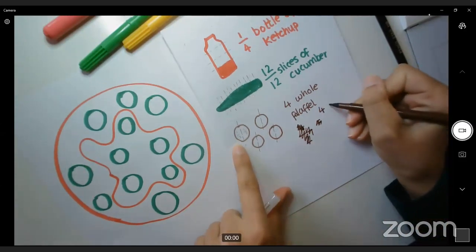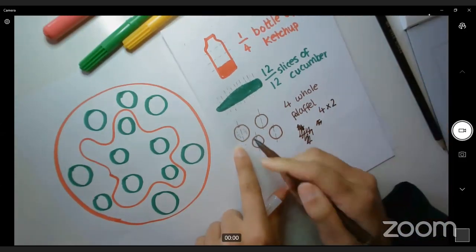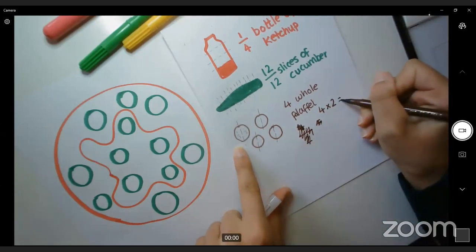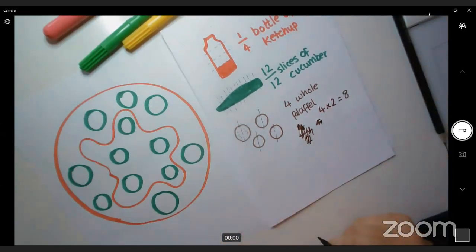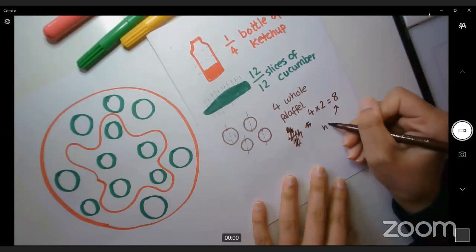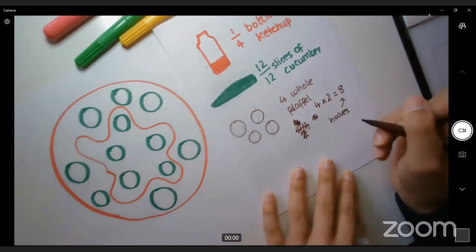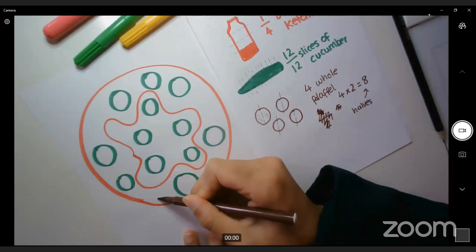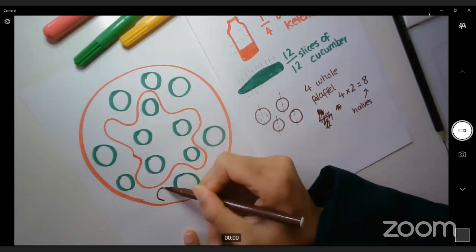So it's 4 times by 2. So that each one has been divided into 2 pieces. So I'm going to have 8 halves altogether. Okay, so these are going to be 8 halves altogether. So I've got 8 halves that I need to add on here. So I'm going to add half circles.